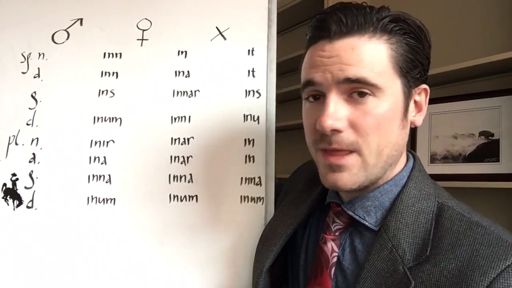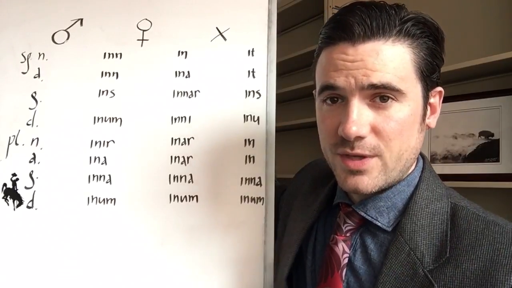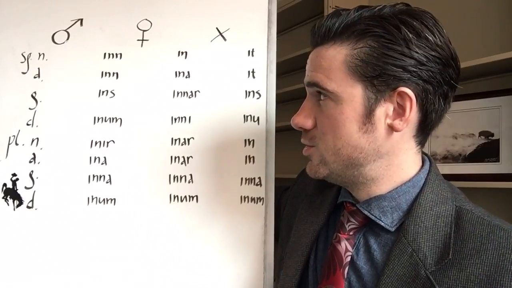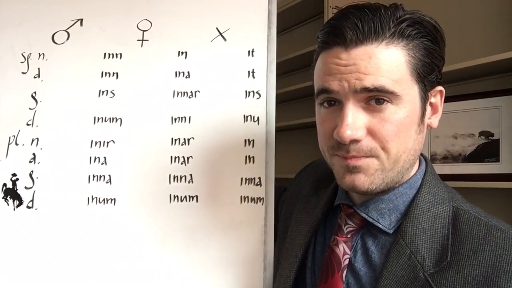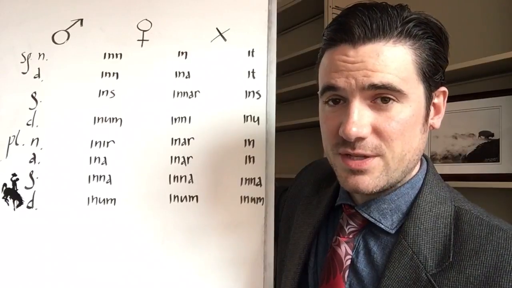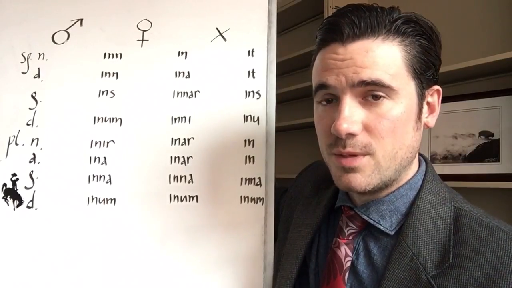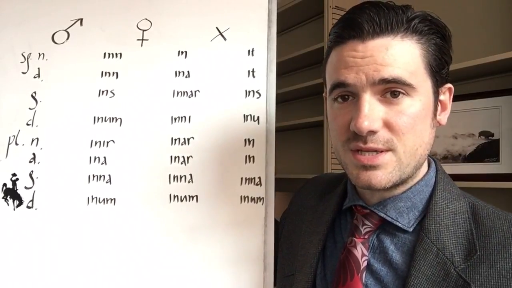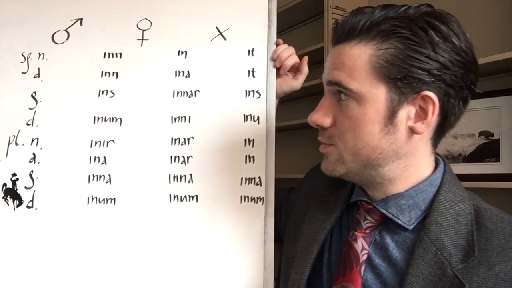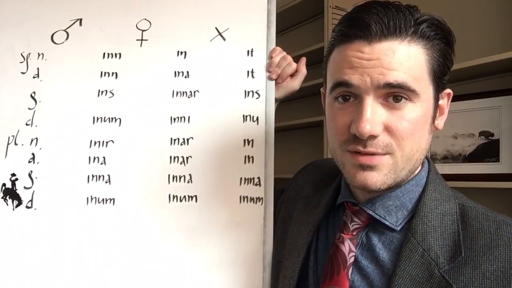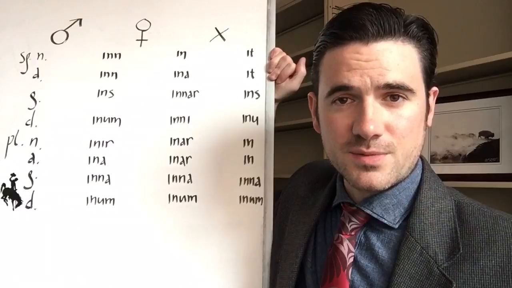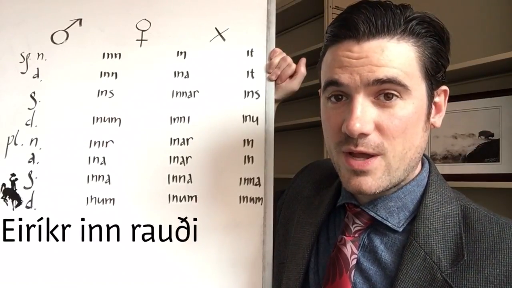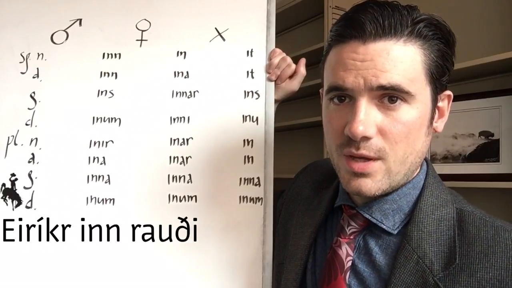Now, typically, the definite article, the word the in Old Norse, like in the modern Scandinavian languages, is not used separately from a noun. It is typically used as a suffix on the noun, and I'll look at examples of this in just a moment. But you do sometimes see it used separately, and when it's used separately, that's typically because a noun is being used together with an adjective that is being used to characterize it. So for instance, Eiríkr inn rauði, Eric the Red. Right.